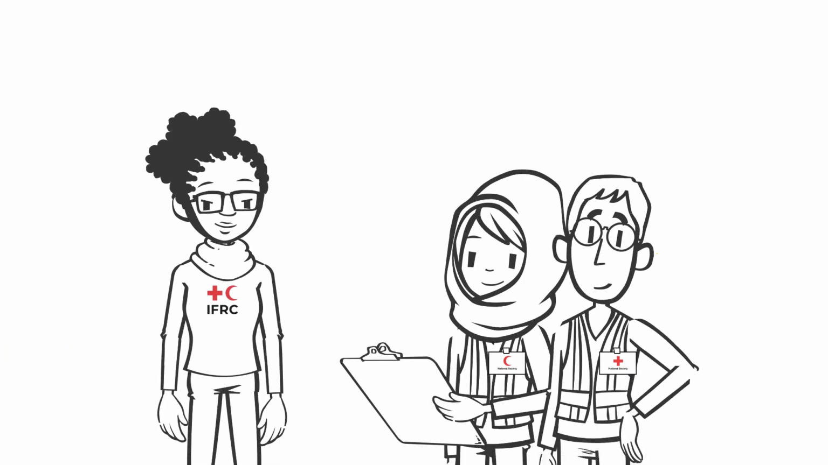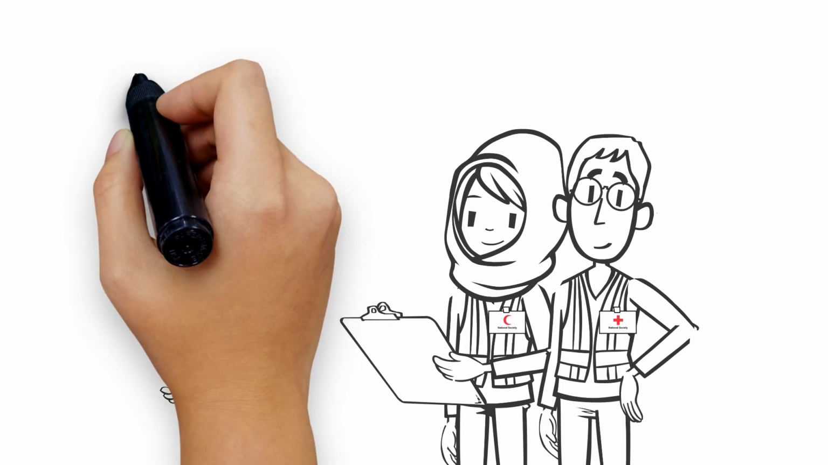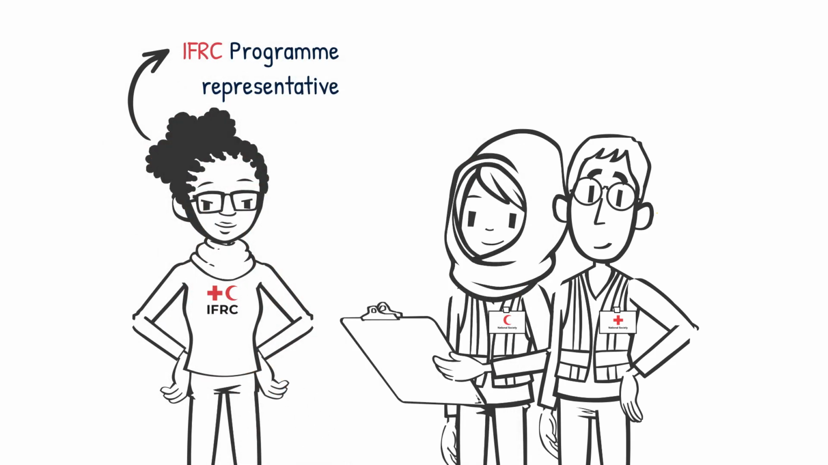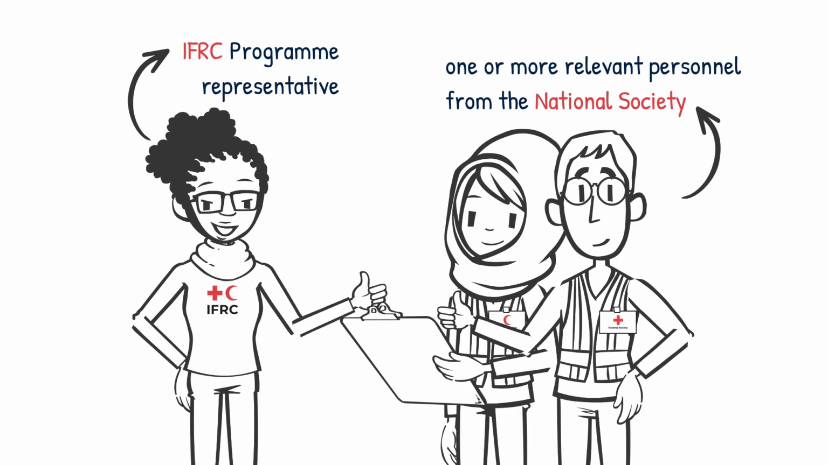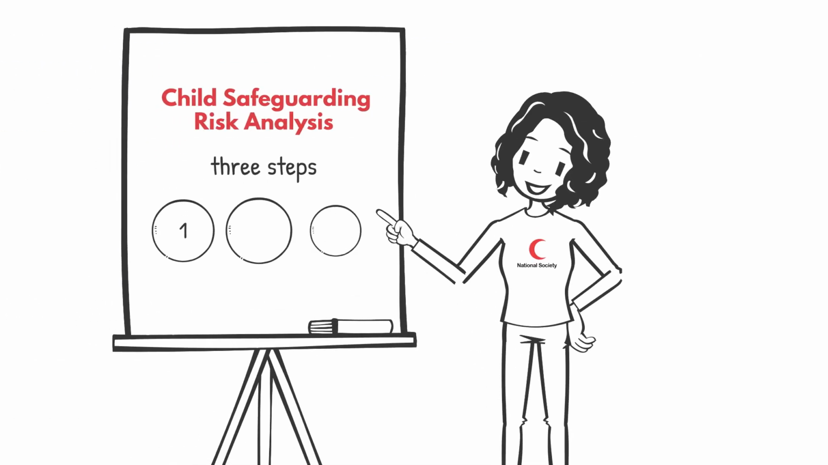The child safeguarding risk analysis is designed to be completed by an IFRC program representative and one or more relevant personnel from the National Society. It is a team effort by the National Society and IFRC. The Child Safeguarding Risk Analysis has 3 steps that are connected to one another.